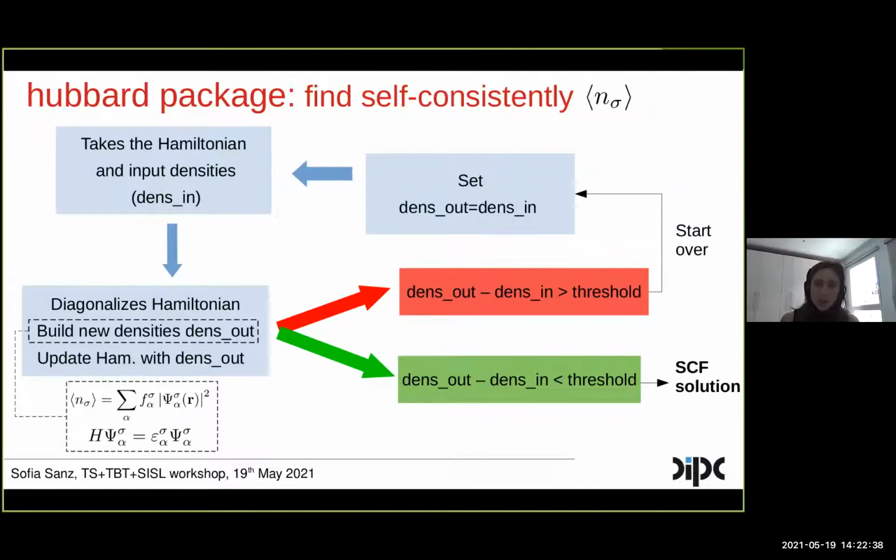In the other case, the self-consistent process has to start over by setting the output densities as the new input densities and just go again until it finds this step here.